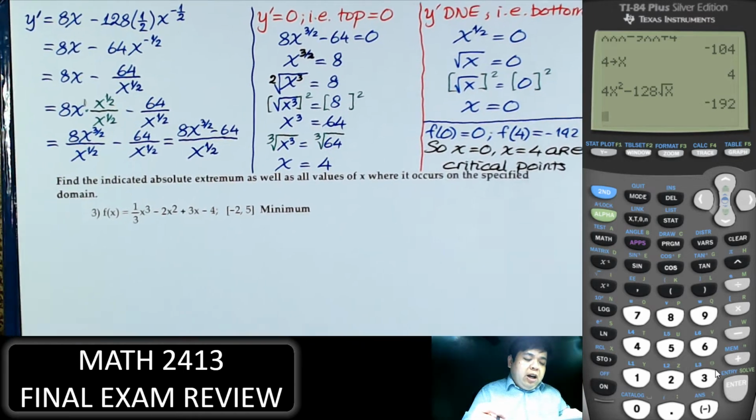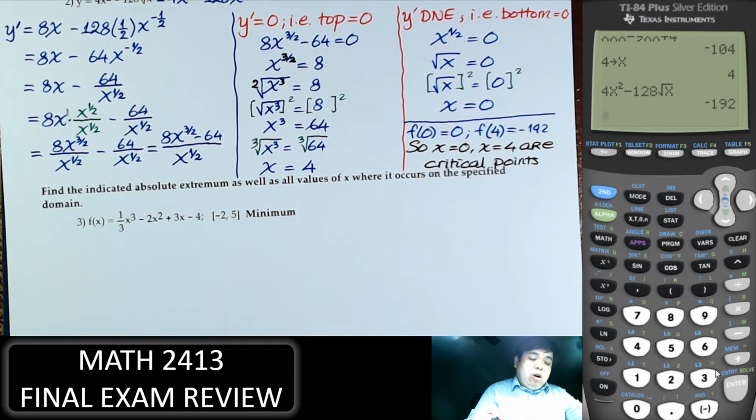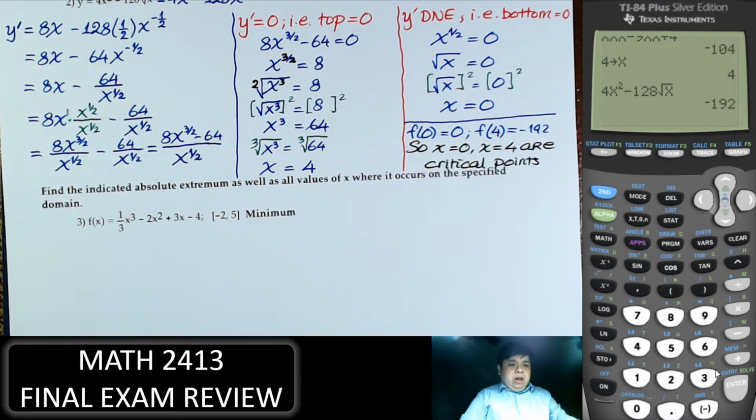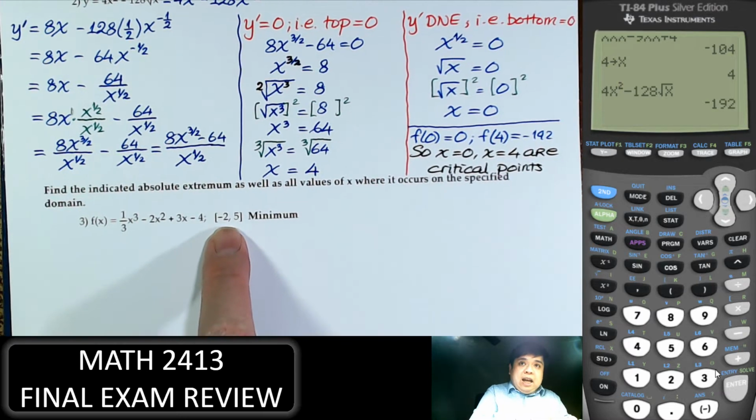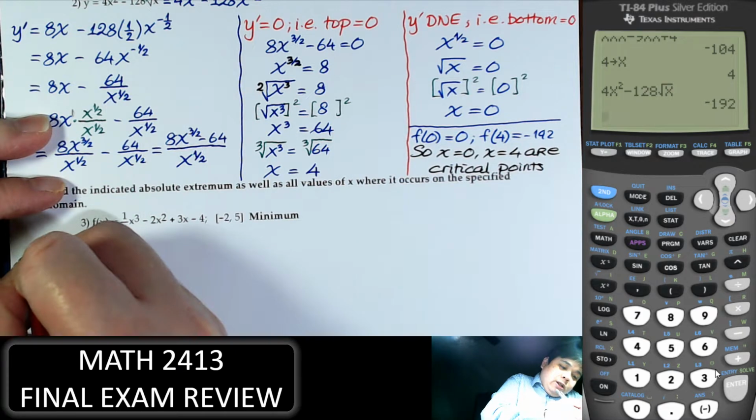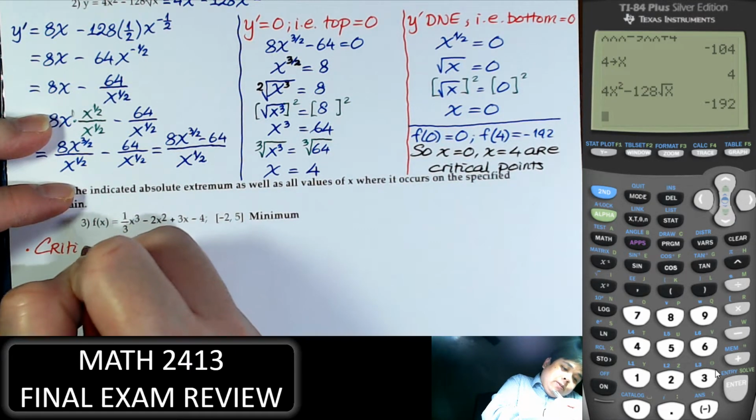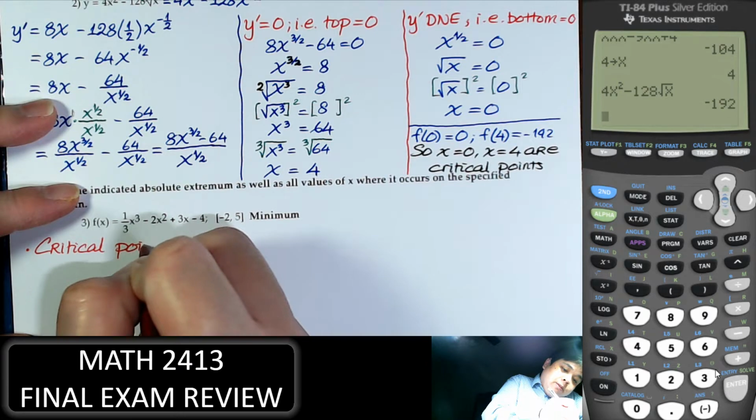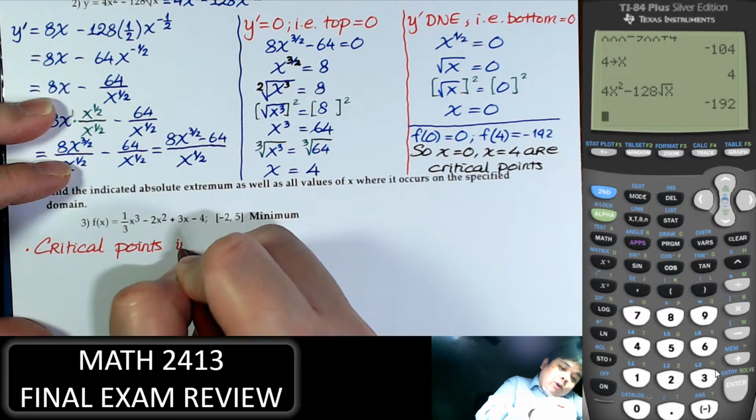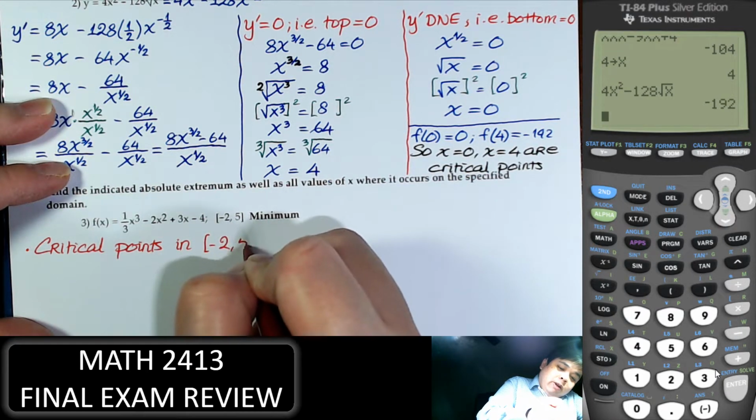Next we'll find absolute extremum, meaning absolute maximum or absolute minimum. In order to do that, we have a closed interval and a function on that closed interval. The way we find it is we find the critical points in that interval, and then we test them along with the boundary points. So the first step is find the critical points on this interval, the critical points in the interval -2 and 5.